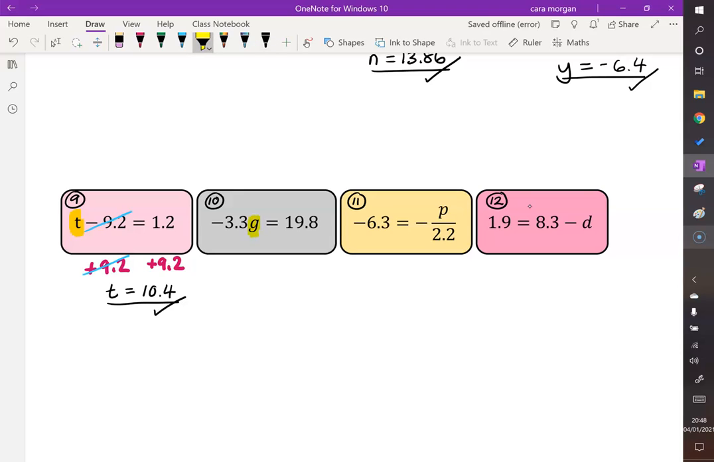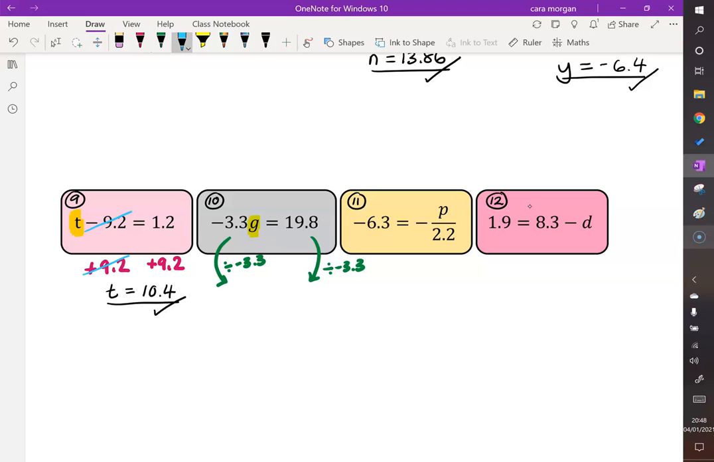In question 10, I can see that G is being multiplied by negative 3.3. If that were positive 3.3, I could just divide both sides by 3.3. So I've got to be a bit careful here. Instead of dividing by positive 3.3, I'm going to divide by negative 3.3 on both sides.